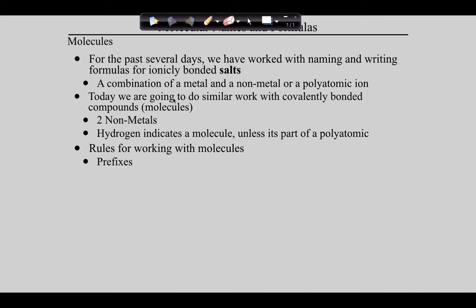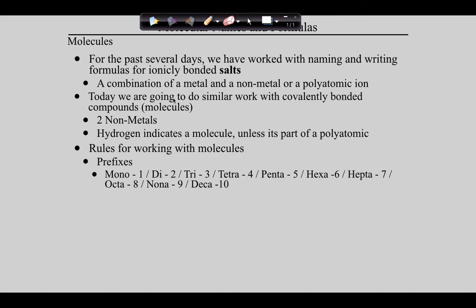And guys, this is not unfamiliar to you. You've all heard of carbon dioxide, right? How many oxygens? How'd you know? Di, it's a prefix, right? Guys, this isn't really that crazy hard. So the idea is, with molecules, we indicate how many of each atom, carbon dioxide, by using prefixes. So the tricky bit is knowing the prefixes. So if you'd like to write these down, I think you would benefit from that.